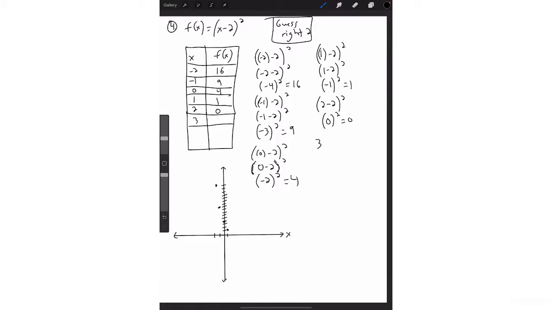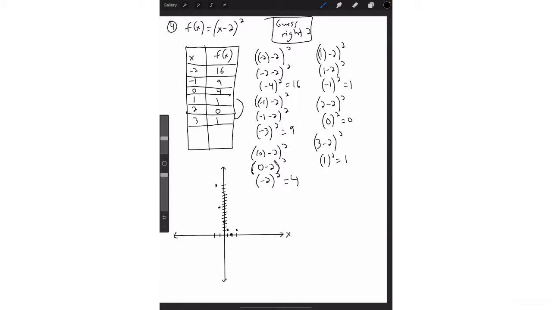1, up 1. And I have a 2, 0. See how it's starting to flatten out a little bit? We'll see what this looks like. I'm going to try a 3. 3 minus 2 squared. Okay, 3 minus 2 is 1. 1 squared is 1. All right, so now I'm starting to see a little bit of a change here, right?